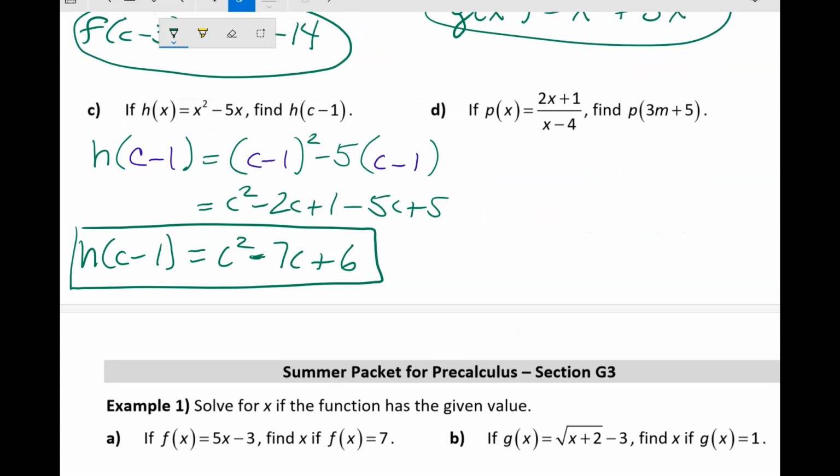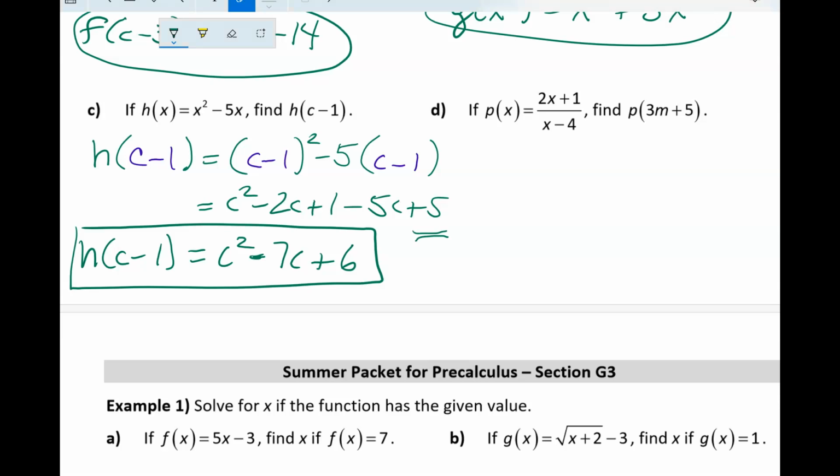There you go. H of c minus 1 is equal to c squared minus 7c plus 6. Things to be careful of: c minus 1 squared is c minus 1 times c minus 1. So make sure that you're either FOILing that or using a box to multiply. And when you distribute your negative 5, multiplication by negative 5 into the c minus 1, make sure that you distribute it to both terms. So that last term is plus 5.